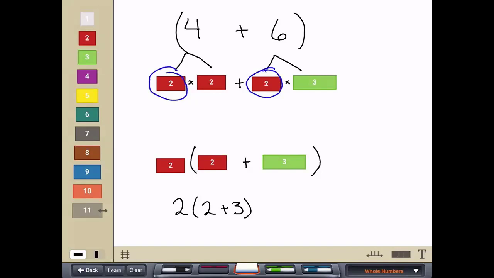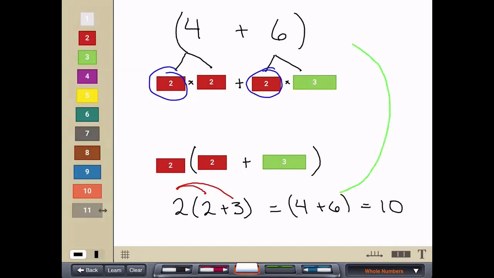So if we distribute here, we're going to multiply this 2 by that 2 and this 2 by 3. Okay, and that is again going to equal 4 plus 6, which equals 10. So we see that this is exactly the same as our original expression. So the factored form of our original expression is 2 times, inside parentheses, 2 plus 3.